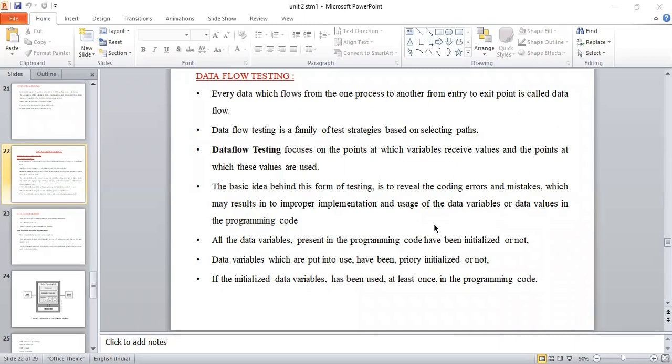So the variables used in data flow testing have to be initialized, and every variable has to be initialized when you go for data flow testing. These are the points that will be considered when you are doing data flow testing. Before data flow testing, you have to recognize and select a path. That path has to be represented in a data flow and go for the data flow testing. So this is about data flow testing.